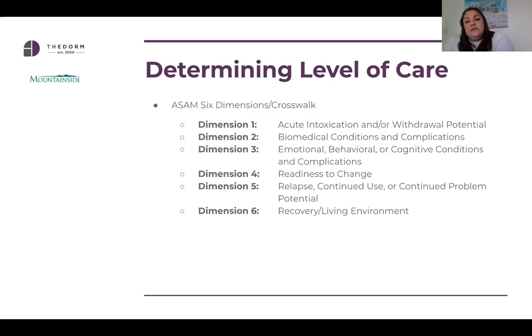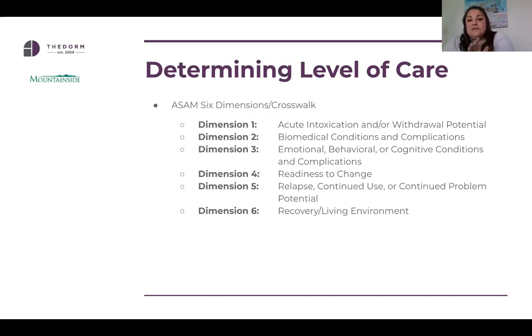Dimension 5 covers relapse potential, continued use, or problems. And then dimension 6 covers recovery and living environment. And the way ASAM does this is they have a crosswalk that we're going to show you a sample of in a second. They have a really nice crosswalk, and it's used, people score it.